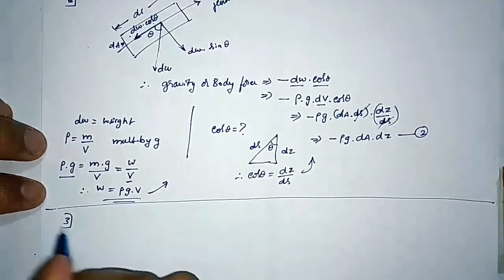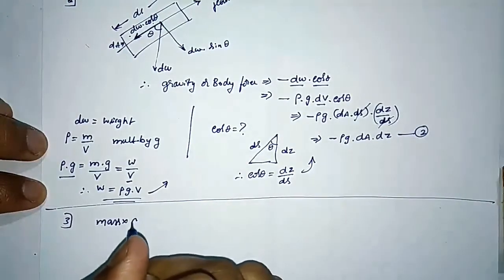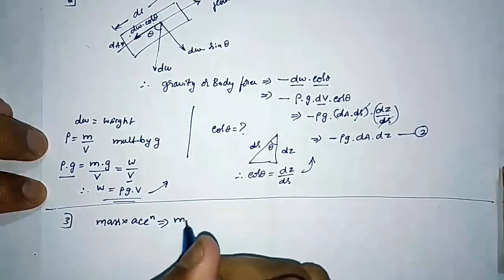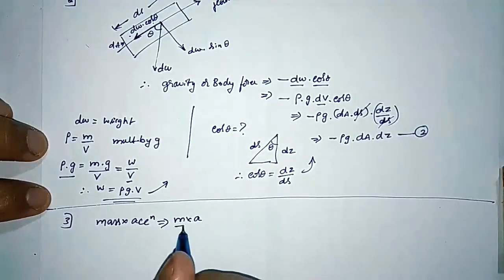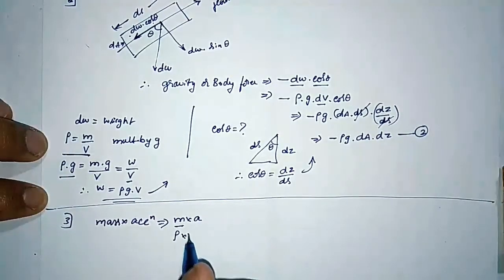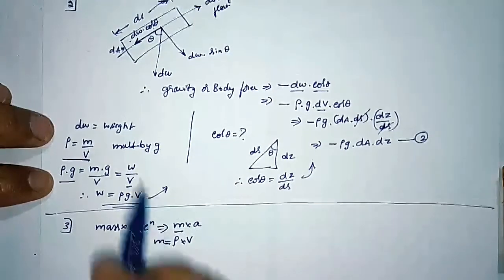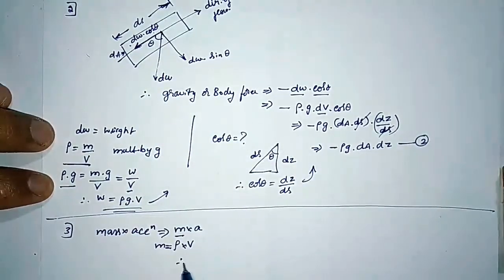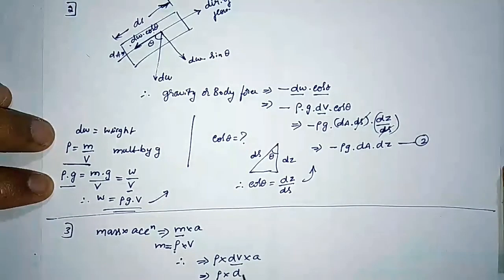Now the third equation, that is mass into acceleration, so m into a. So what is m? In the density equation we can see rho is equal to mass by volume, so you can write rho into V is equal to m in general. But for a small element of volume, the volume is dV, so instead of V you have to substitute dV. Therefore instead of m I am writing rho into dV into acceleration as it is. Again I am rewriting this as rho into dA into ds into a.